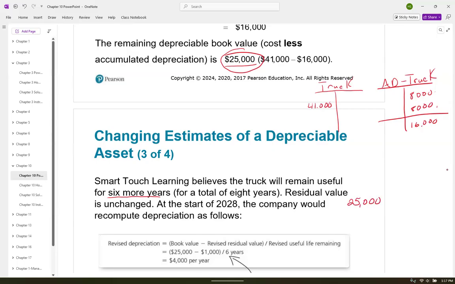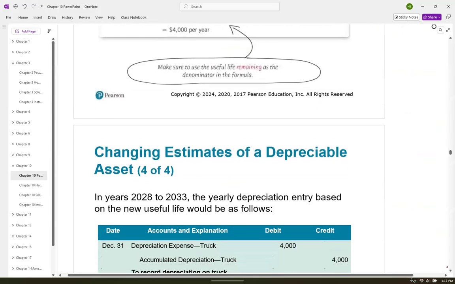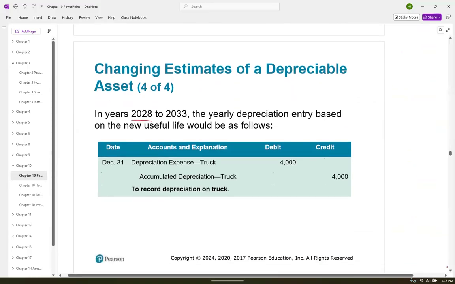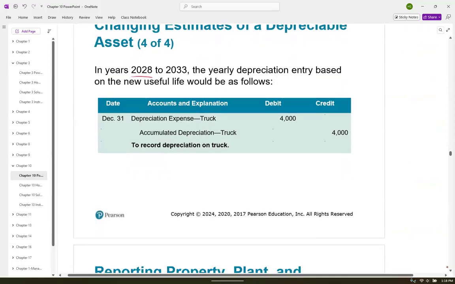So we have 25,000 minus 1,000 divided by 6, not 8. 8 is the total, but we've already depreciated it out 2 years. So we'll divide that by 6 and then we will end up with 4,000 per year for the rest of that asset's useful life. Okay. The entries from year 2028 through 2033 are exactly the same. Debit depreciation expense for 4,000, credit 4,000 to accumulated depreciation.